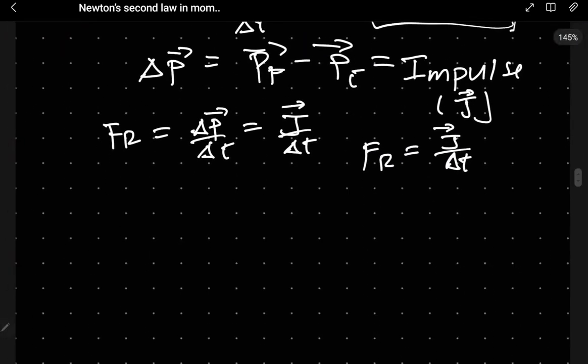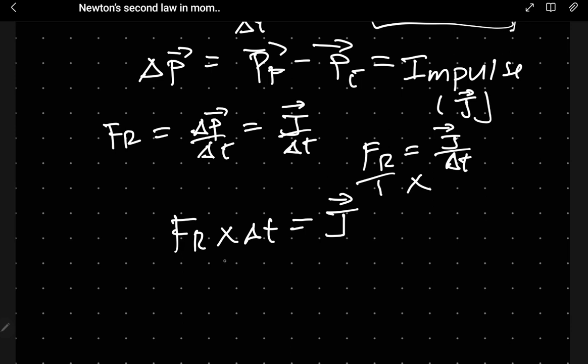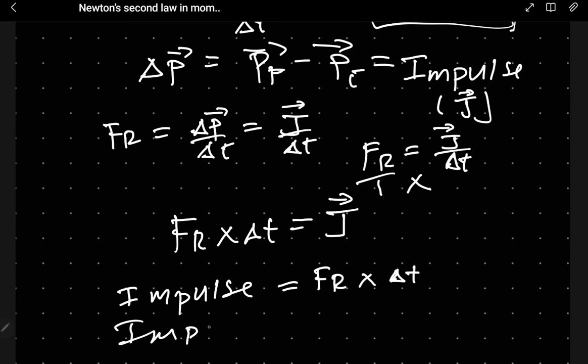Now, what is the expression for the impulse? If you cross-multiply, the force resultant times the change in t is equal to J. So impulse is the product of the resultant force and time. You have two formulas for impulse: the force times the change in time, or the change in P, which is P final minus P initial.